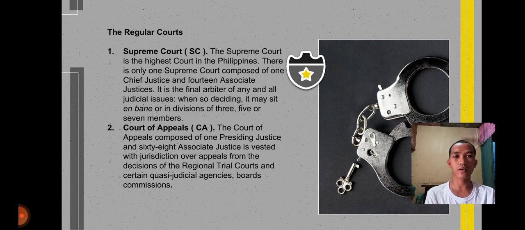The regular courts. First, the Supreme Court or the SC. The Supreme Court is the highest court in the Philippines. There is only one Supreme Court composed of one Chief Justice and 14 Associate Justices. It is the final arbiter of any and all judicial issues. When deciding, it may sit en banc or in divisions of 3, 5, or 7 members.